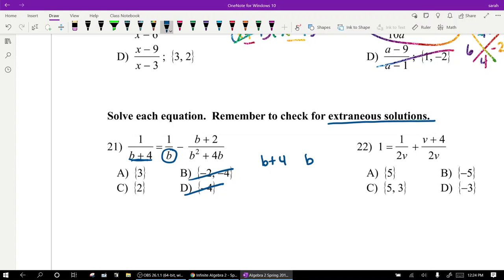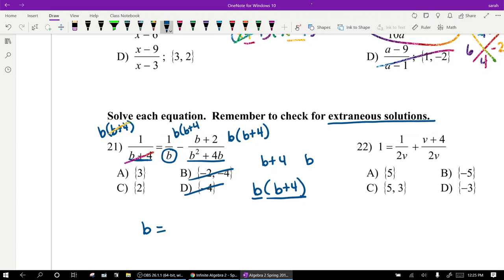I have a b, and let's factor this out again. That's b plus 4. Okay, so I can see that my common denominator is actually going to be b times b plus 4. So I'm going to multiply every piece times b plus 4, b times b plus 4 and b times b plus 4. All right, so in this one, I have a b plus 4 and a b plus 4 that cancels out, and so that just leaves me with 1 times b, which is b, equals.